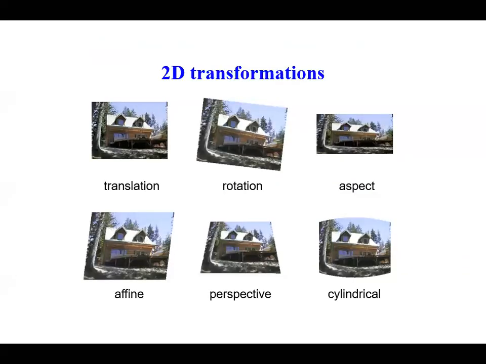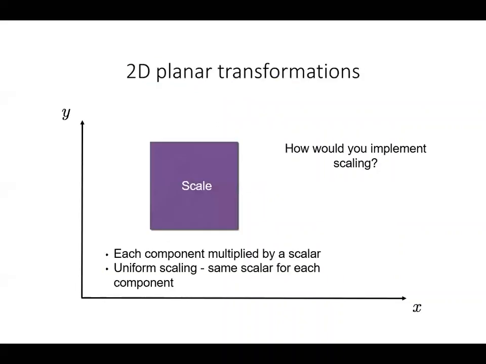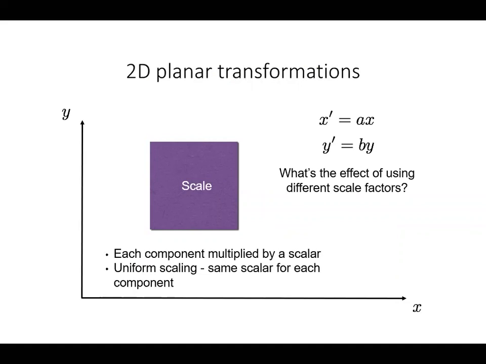So let's say we have the 2D transformation. Assuming we have translation, rotation, aspect, affine, perspective, cylindrical, and so on and so forth. Let's take one by one. Assuming that this is the image, and then after the transformation, it looks like that. So what I did is just scaling. But how can we implement the scaling? The scaling is nothing but multiplying by a scale. So x dash will be a multiplied by the original value. The y dash will be b multiplied by the original value.